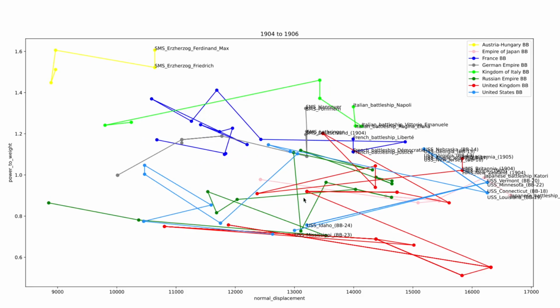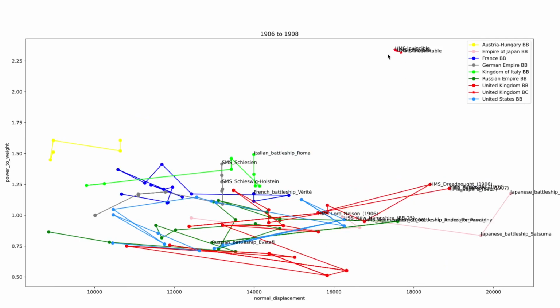Okay, a lot of ships are being built, but we are about to get to 1906, and a revolutionary ship is about to enter the water. A ship which is going to look completely out of place compared to all these other ships in this plot, and that is, of course, HMS Invincible, the first battlecruiser. And Dreadnought, the first battleship, the first Dreadnought-type battleships.